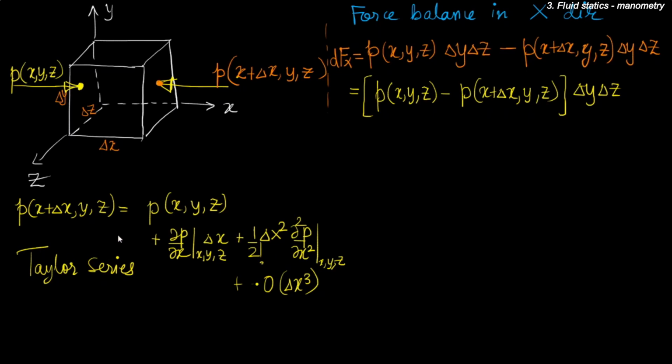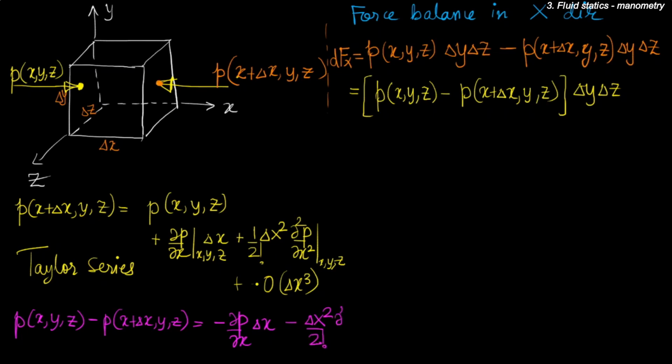So if we rearrange this, we have P(x, y, z) minus P(x + delta x, y, z) is equal to minus del P del x delta x minus delta x square by 2 factorial del 2P del x2 minus order of delta x cube. So I have simply taken this term on the right hand side and all the other terms apart from this term on the left hand side. Essentially I have arrived at this. It's a very simple manipulation.